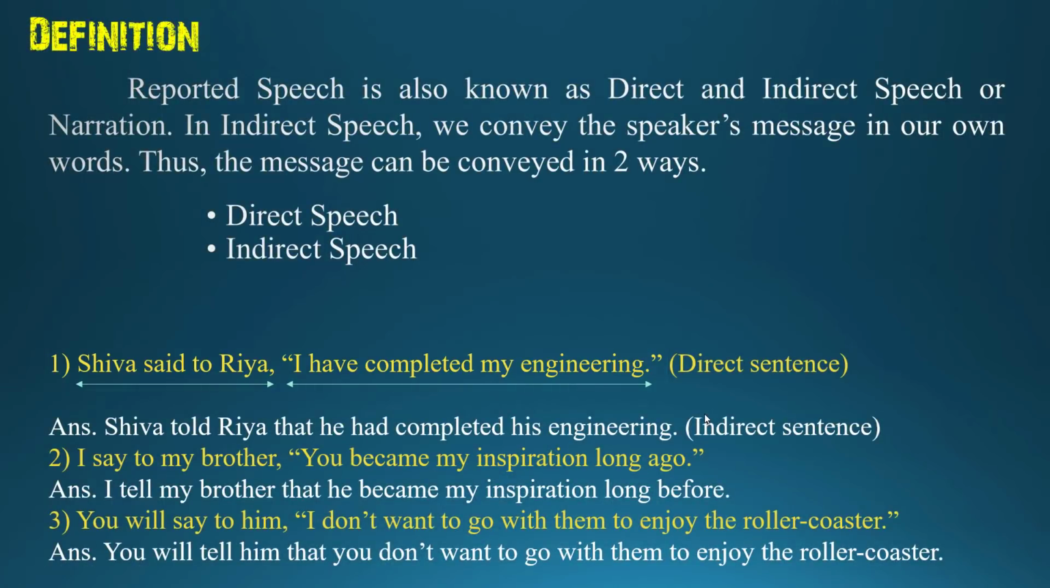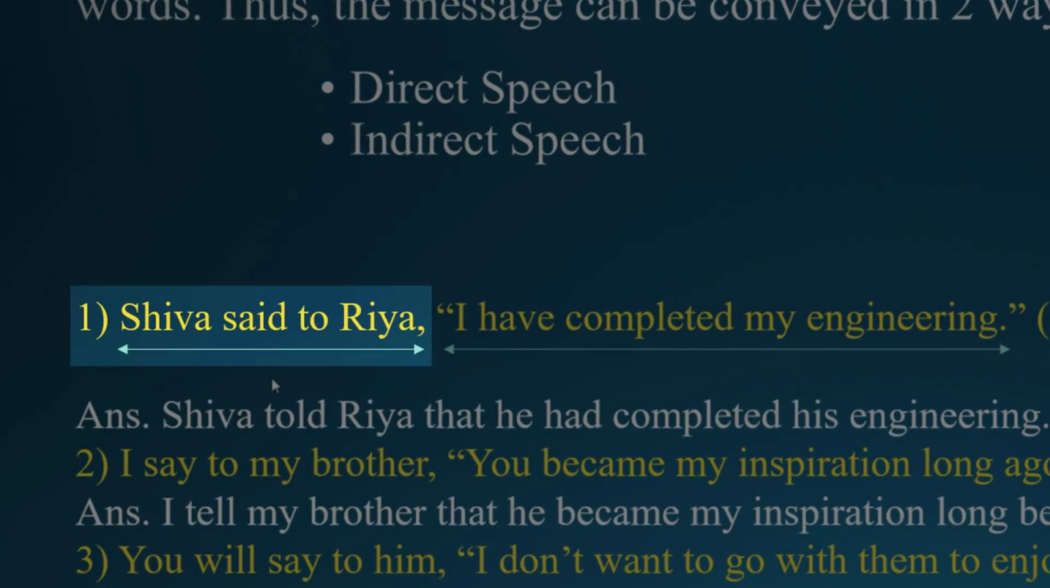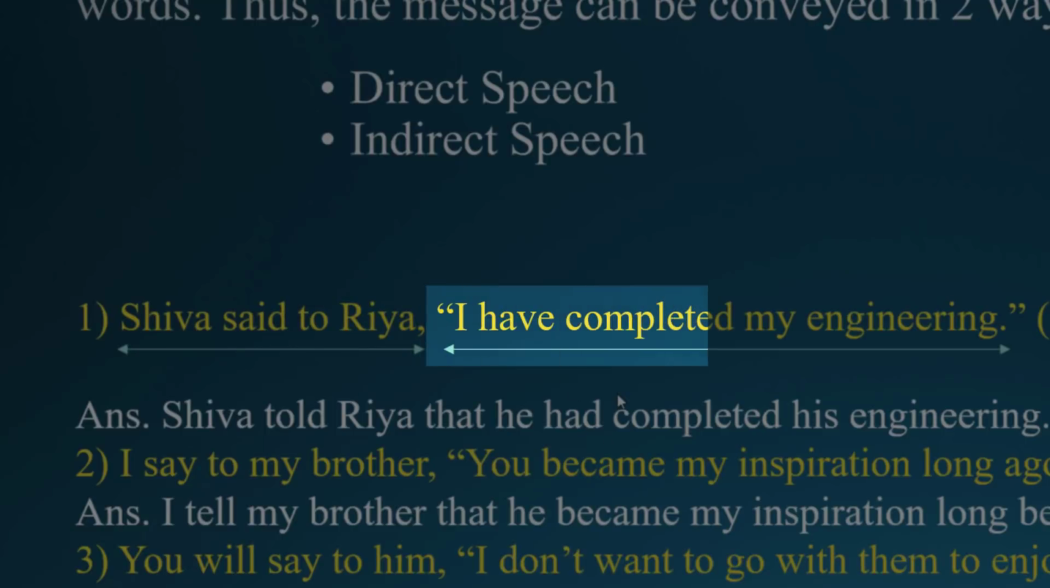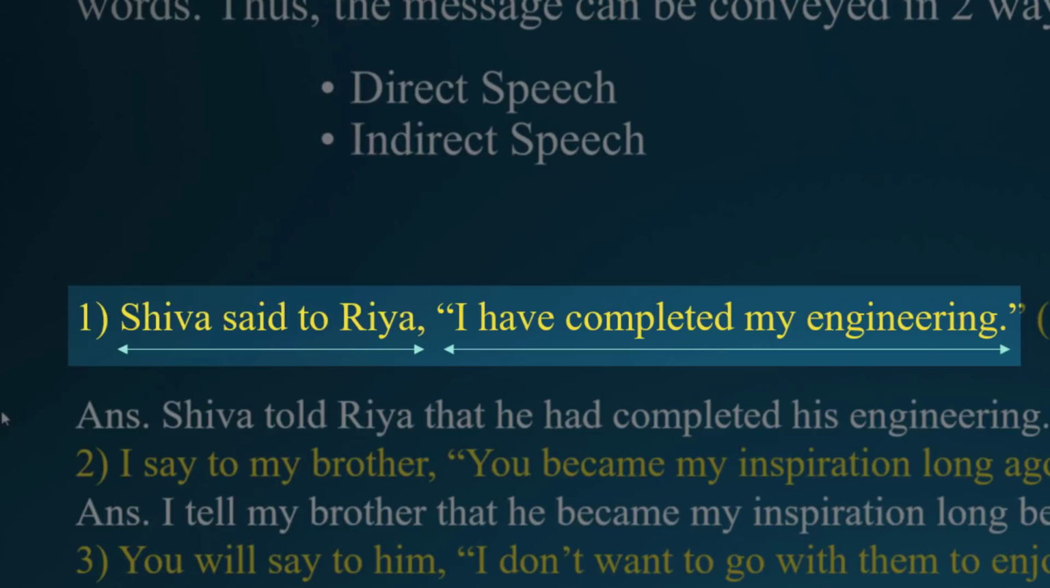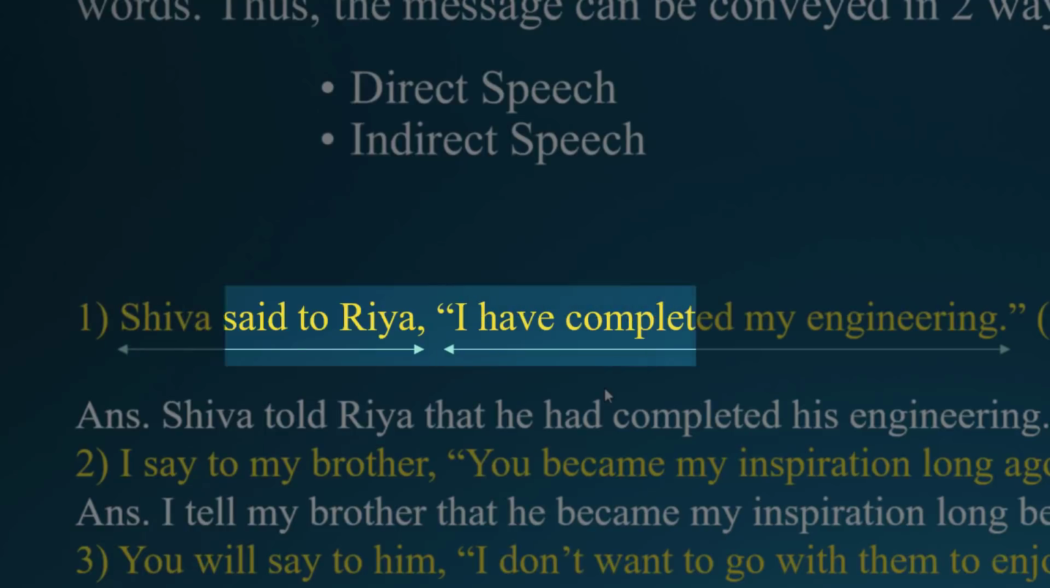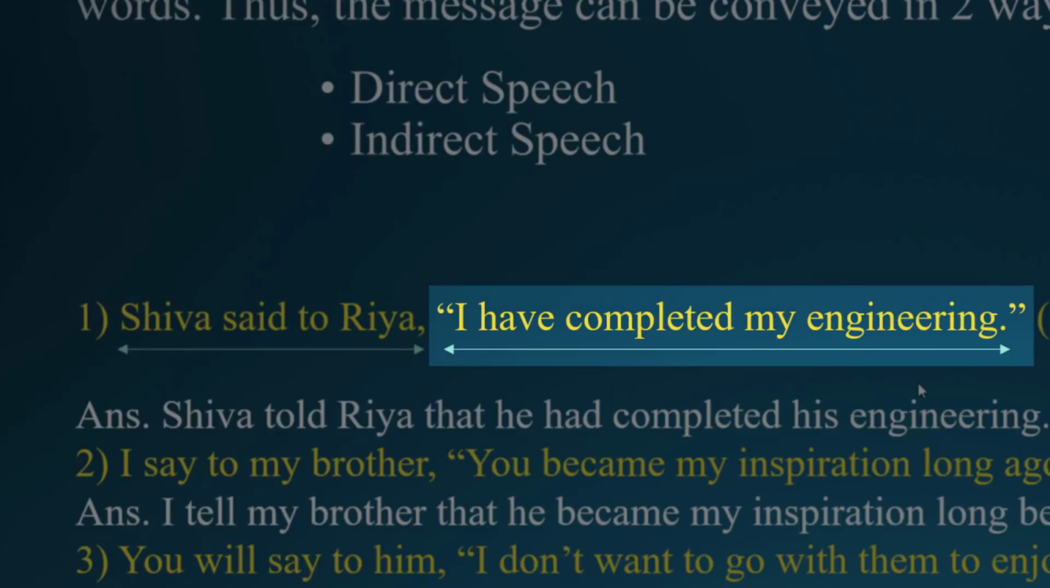Now this is a complete sentence, but there are two parts of this whole sentence, and both of the parts are complete sentences. The first part, which is underlined here with these arrows, is Shiva said to Ria. Then there is a comma afterwards. Then inverted commas start, and it is written here, "I have completed my engineering." So there are two sentences here. One, Shiva said to Ria, and the second one, "I have completed my engineering."